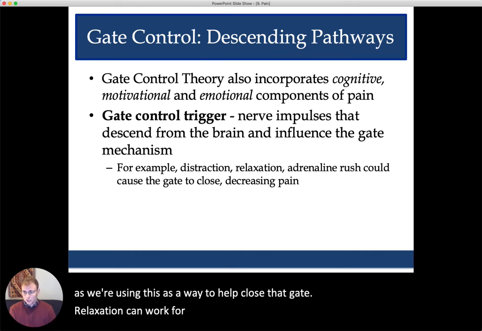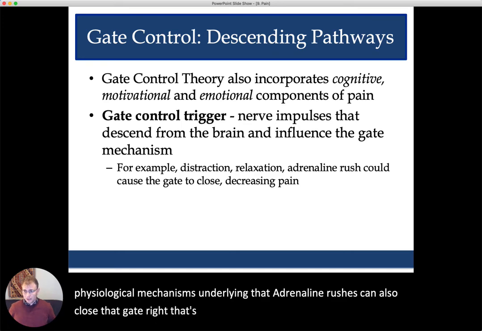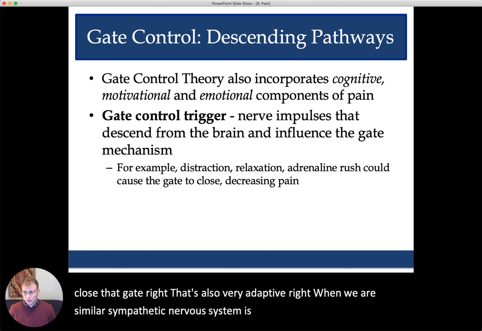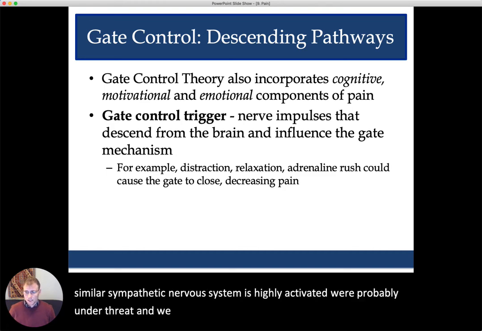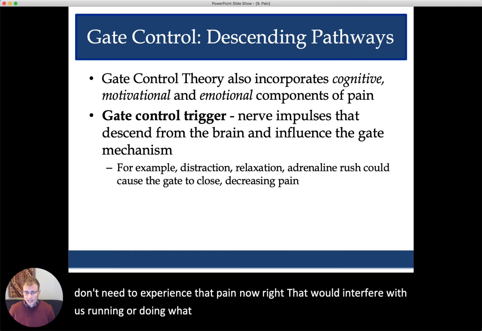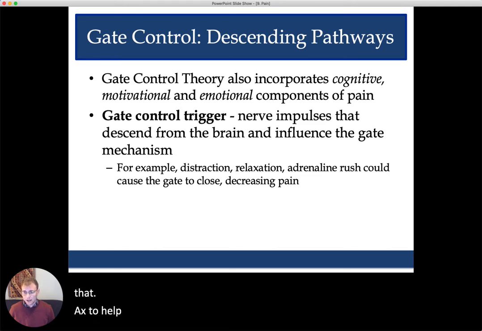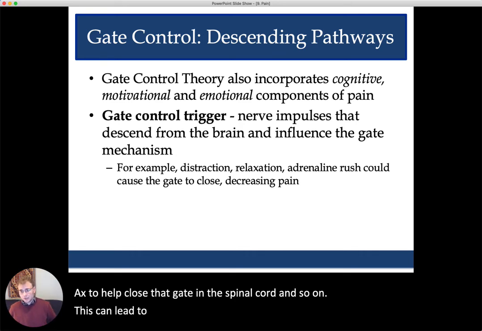For a number of reasons as well. There's some physiological mechanisms underlying that. Adrenaline rushes can also close that gate, right? That's also very adaptive, right? When our sympathetic nervous system is highly activated, we're probably under threat and we need to get away from something, and so we don't need to experience that pain now, right? That would interfere with us running or doing what we need to do to get out of that stressful situation, and so we may not feel pain initially because, again, that acts to help close that gate in the spinal cord. And so all of these can lead to a decreasing experience of pain.